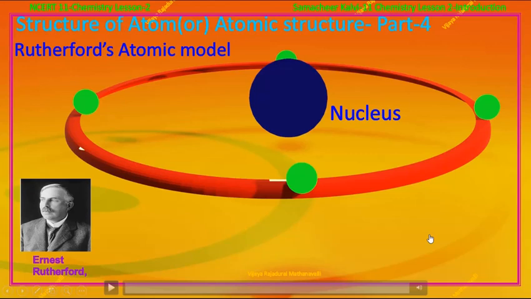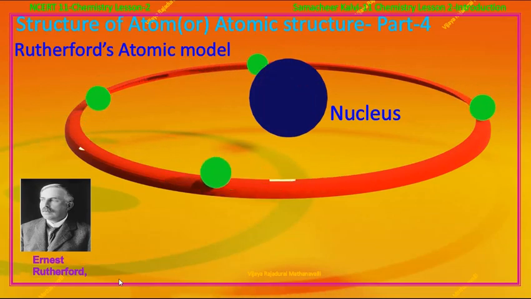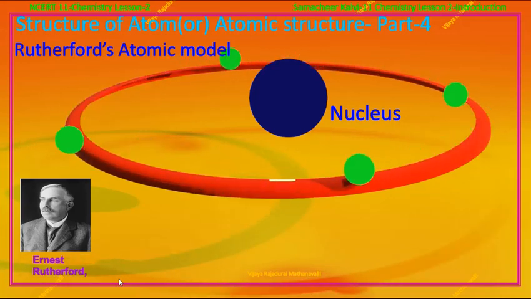So Rutherford's model of atomic structure is similar to the structure of the solar system. Just as in the solar system, the sun is at the center and the planets revolve around it, similarly, in an atom, the nucleus is present at the center and the electrons revolve around it in orbits or shells.